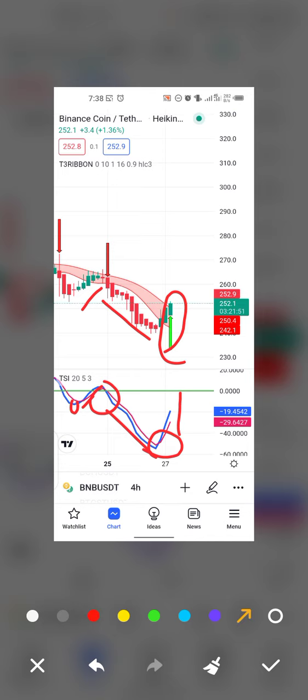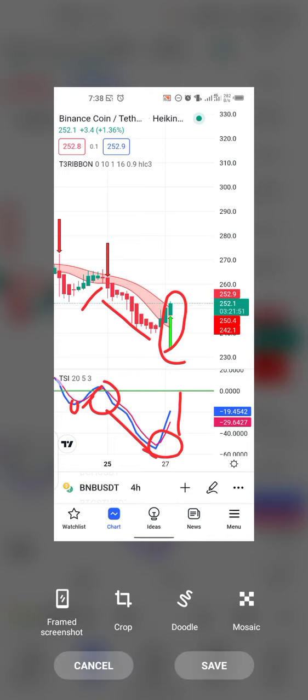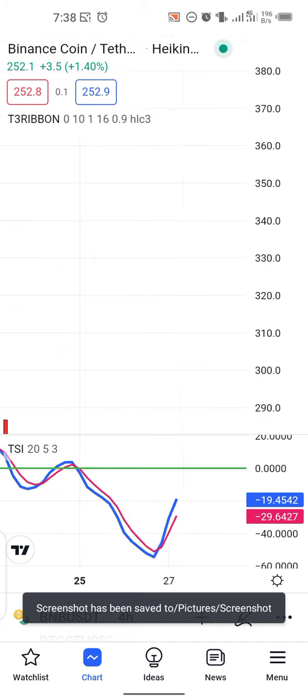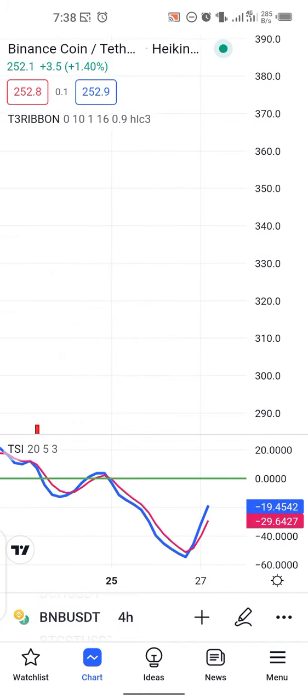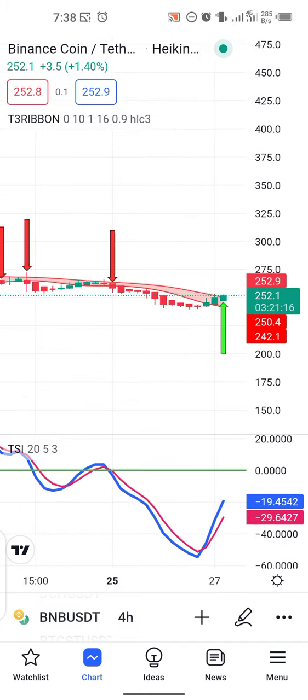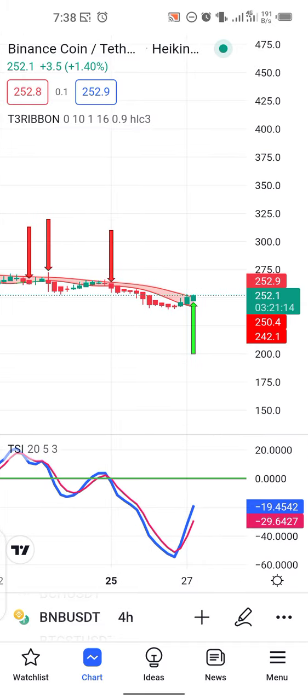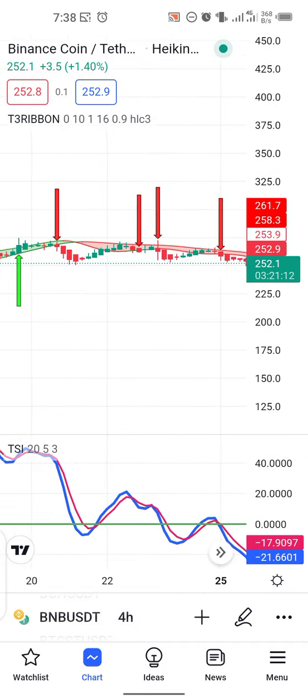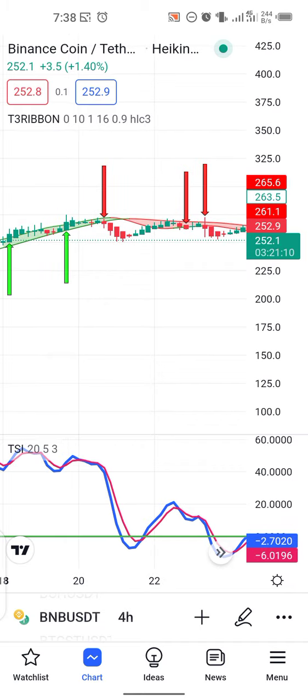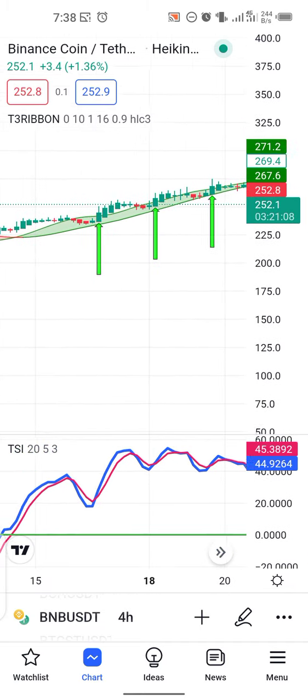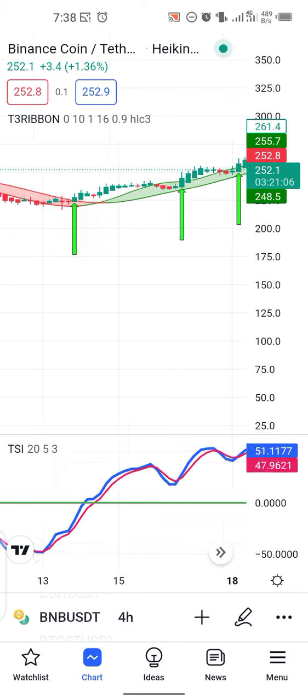So usually focus on the intersection of the lines. That's where you need to put your focus, the intersection of the lines, right? You look at the candles this side and also the intersection of the lines. Hope you can see it very clearly. The intersection, the intersection.